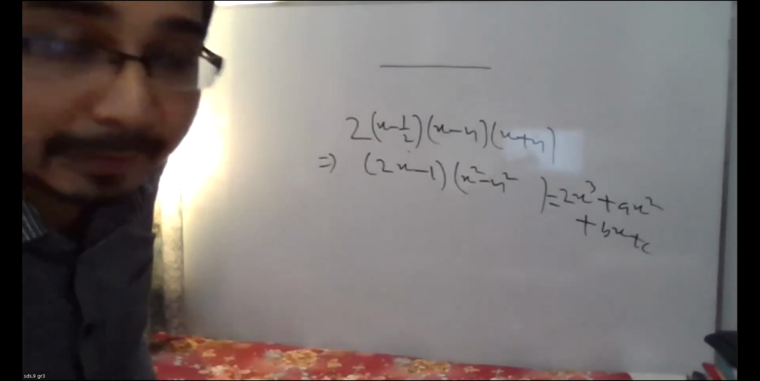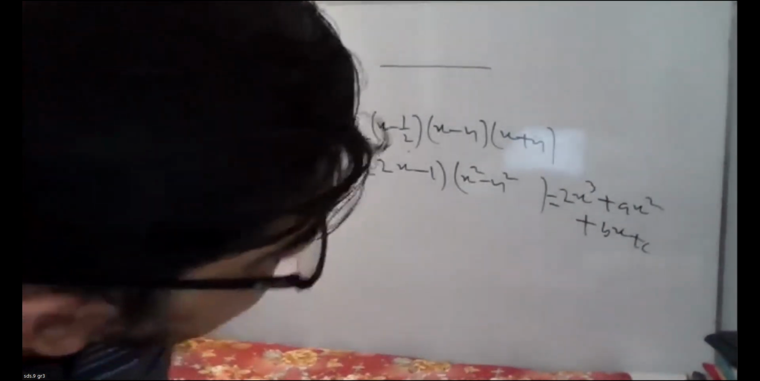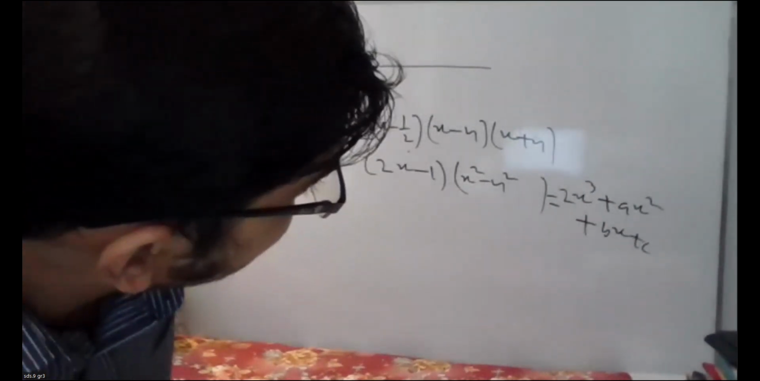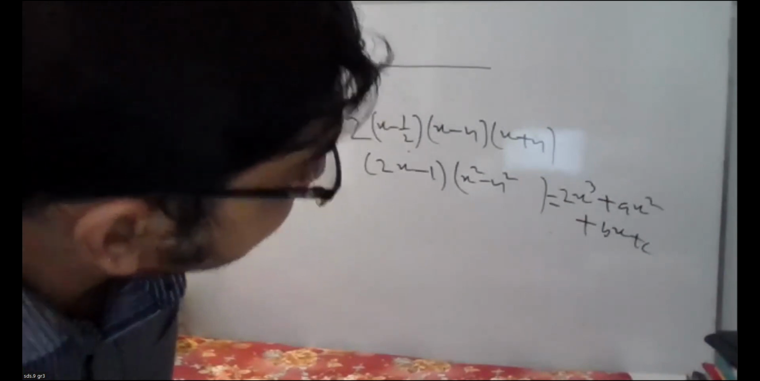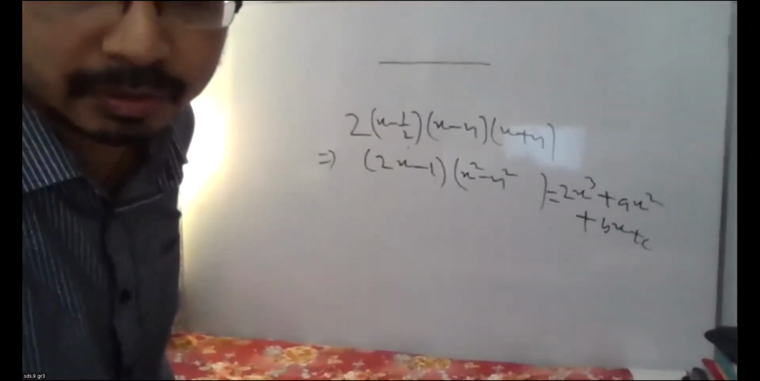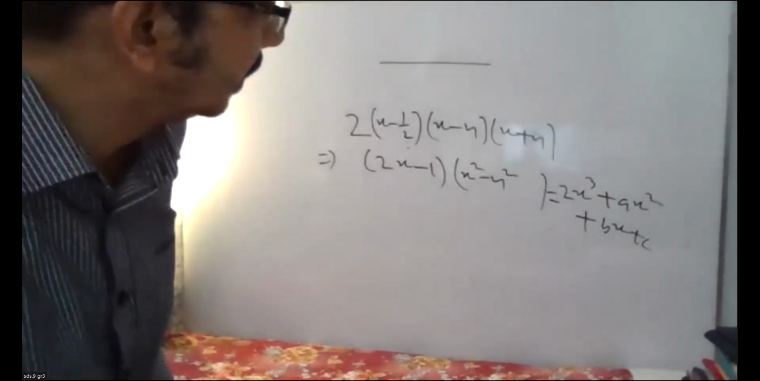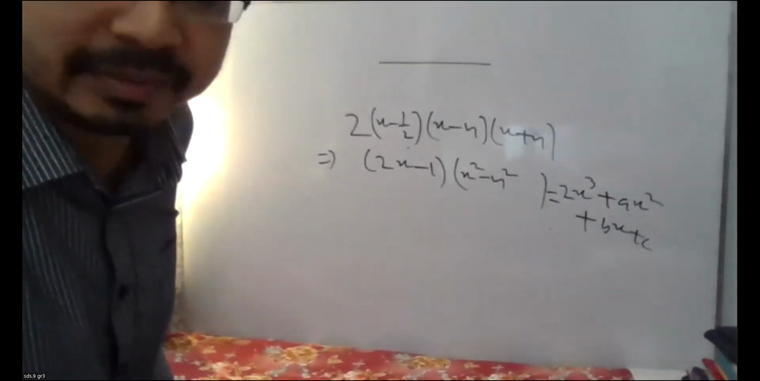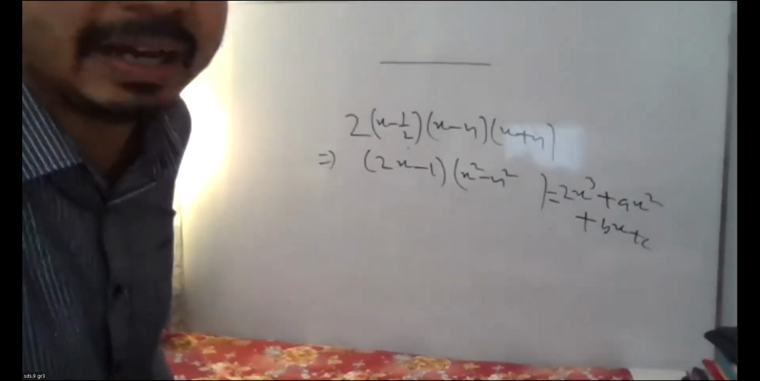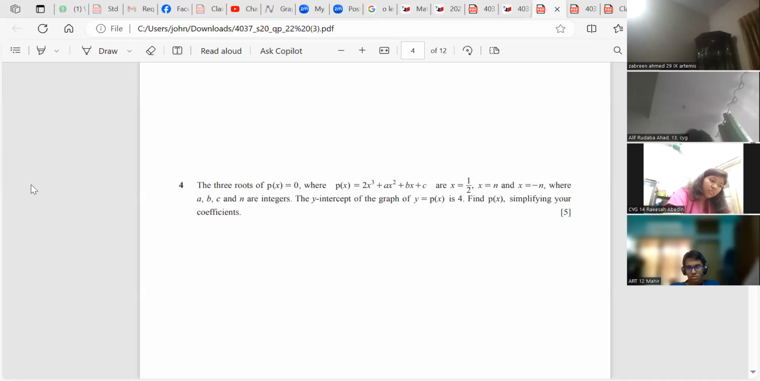Now, if it is equal to 2x cubed plus ax squared plus bx plus c, this is given in the question. If I write it equal to this, it's actually an identity. So these are the roots that are given, for this expression.